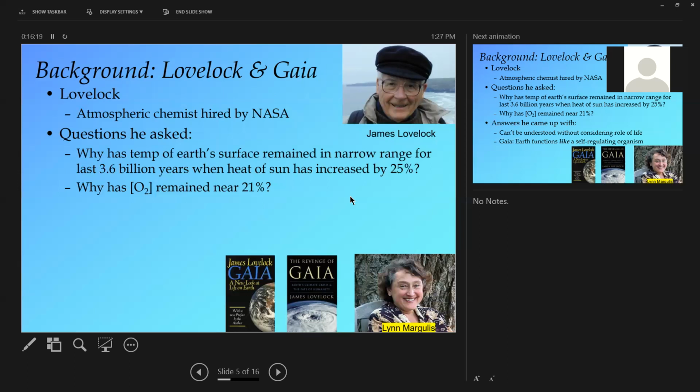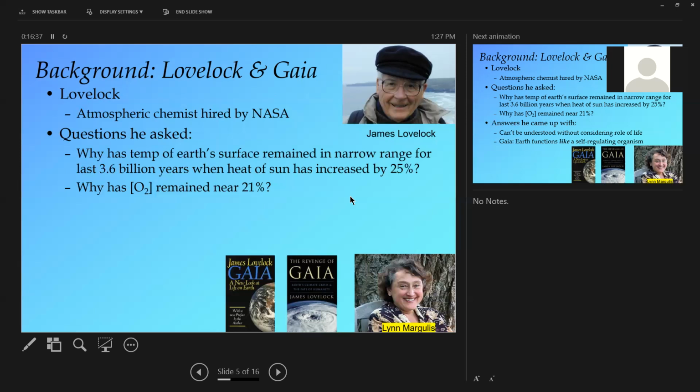Why has the Earth's temperature remained in a relatively narrow band? I mean, we know that it's gone up and down. We've had little ice ages and that sort of thing. But how has it remained in a relatively narrow band for 3.6 billion years, in spite of the fact that the sun's energy has changed?